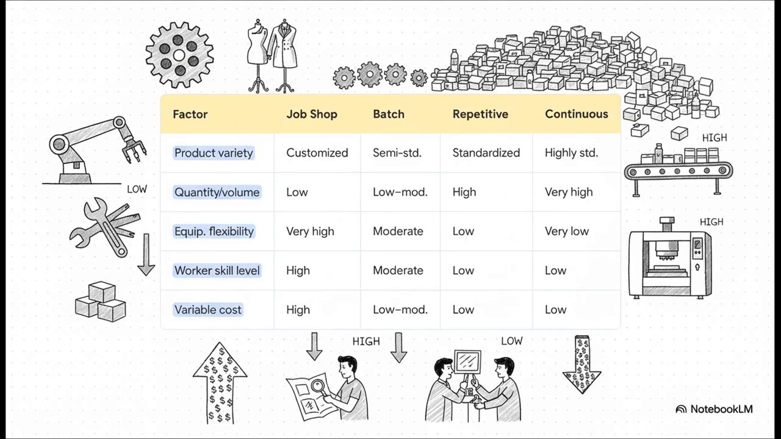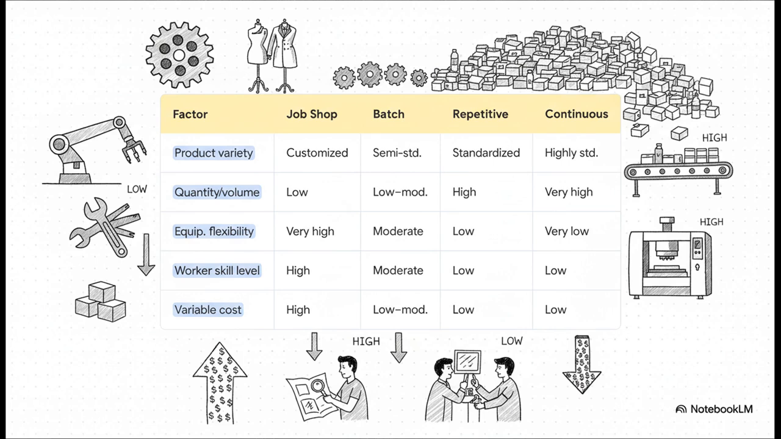Just look across the top row. Product variety. We go from completely customized in a job shop all the way over to highly standardized in a continuous process. Now look at the next row, quantity/volume. It's a perfect mirror image going from low to very high. And notice how equipment flexibility and worker skill level follow that exact same pattern. They start high on the left and end up low on the right.